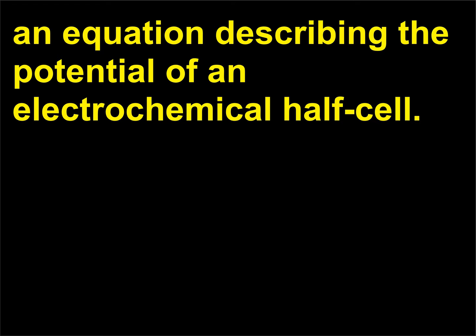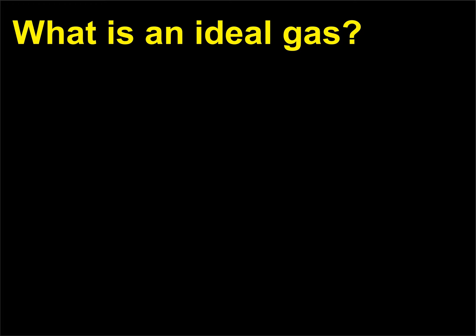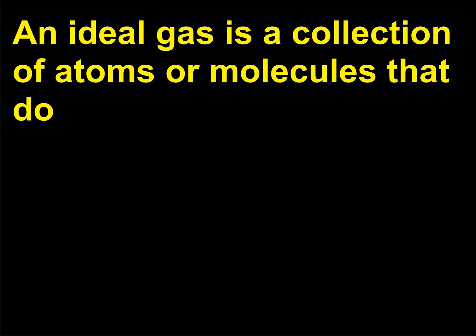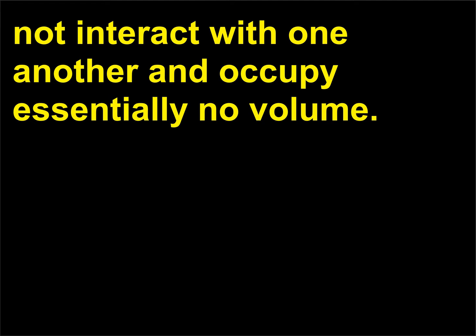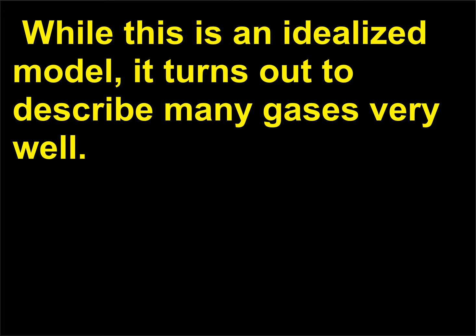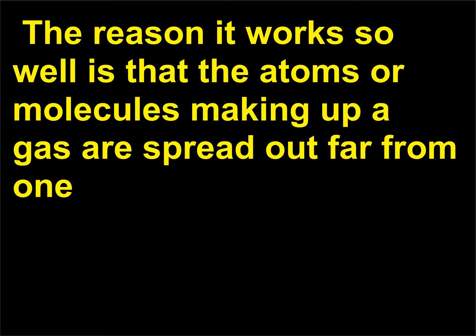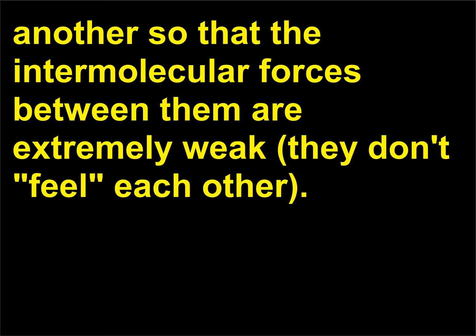What is an ideal gas? An ideal gas is a collection of atoms or molecules that do not interact with one another and occupy essentially no volume. While this is an idealized model, it turns out to describe many gases very well. The reason it works so well is that the atoms or molecules making up a gas are spread out far from one another so that the intermolecular forces between them are extremely weak, they don't feel each other.